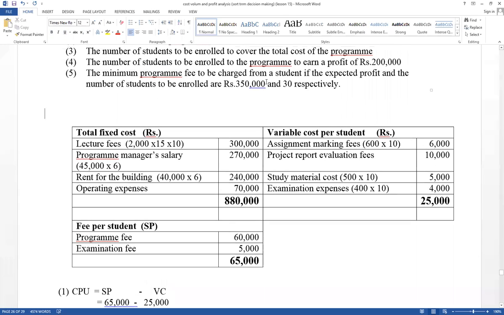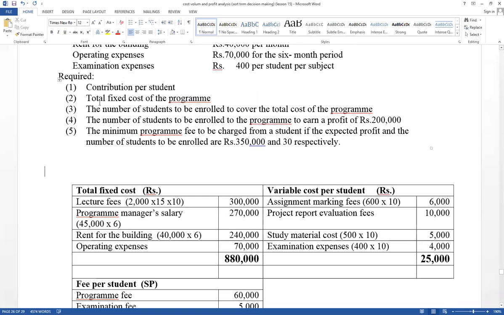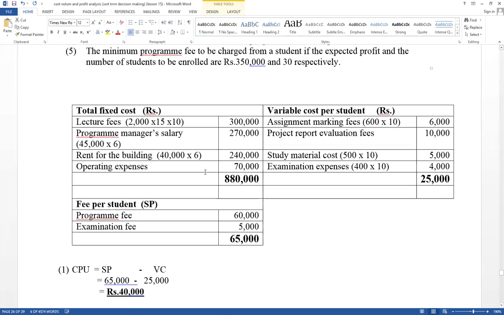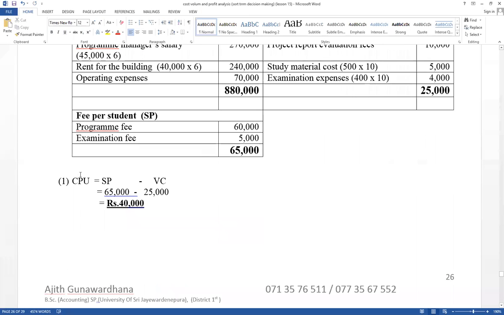Then the second requirement. The total fixed cost of the program has all been calculated. Therefore, the second requirement asks for the total fixed cost of the program. Its composition should be disclosed. Therefore, answer for 2: they ask for the total fixed cost.